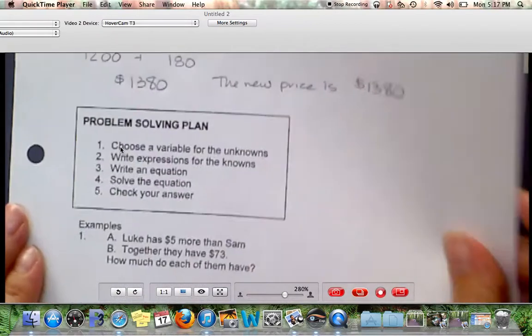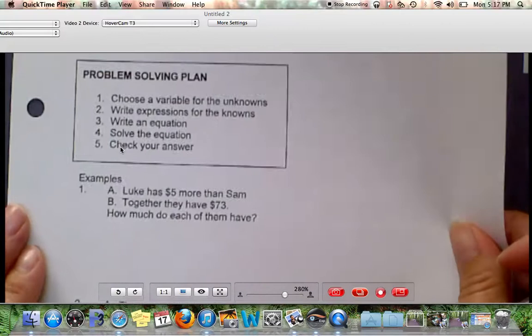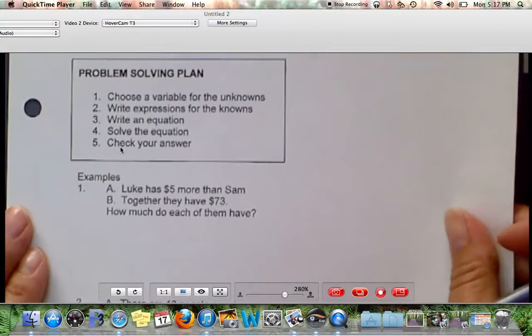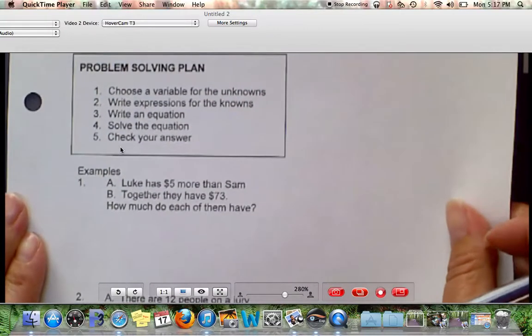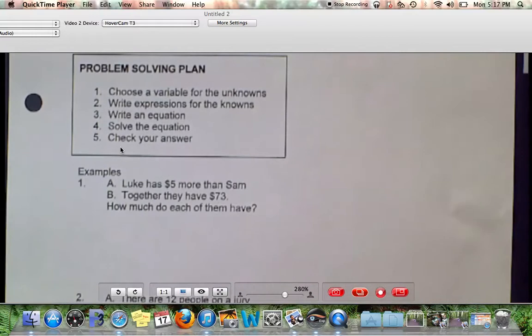Those are some problems you probably did last year or the year before, so hopefully those didn't challenge you too much. Problem solving plan. Now here are the steps that we want to work on as we're doing a problem. We want to choose a variable for anything that's unknown, write expressions for the knowns, write an equation, solve the equation, and check your answer.